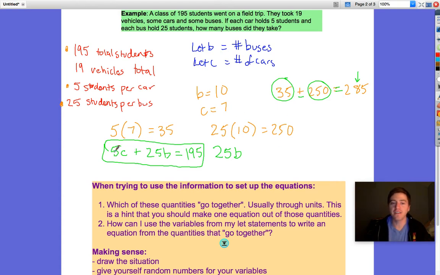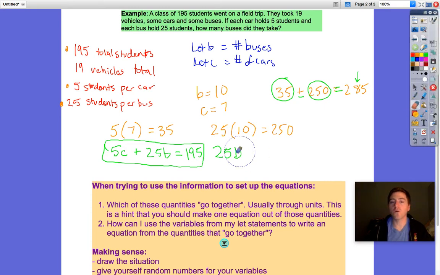And here it is. 5 students for every car, you add that to 25 students for every bus, and it should give you the total number of students. And then at the end, you can read this like a sentence, a math sentence: 5 students for every car plus 25 students for every bus is the total number of students.